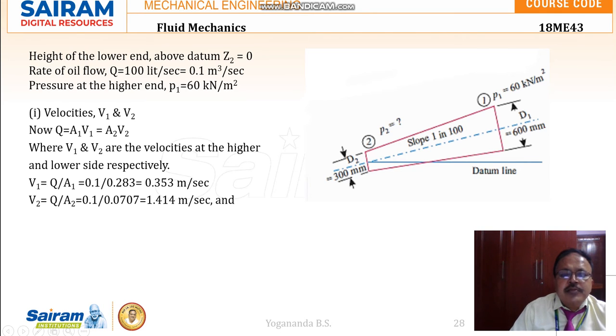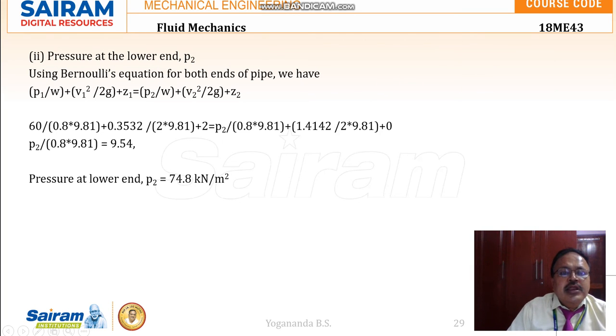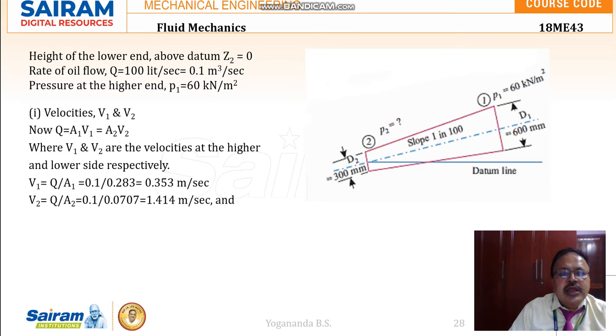Since the diameter of the pipe is changed, as we see in the case of venturimeter where there is a gradual decrease in the diameter of the pipe, here also the flow changes from diameter D1 to D2, gradually reduced with the slope of 1 in 100. So we have different velocities here: V1 as 0.35 meter per second, V2 as 1.41 meter per second.